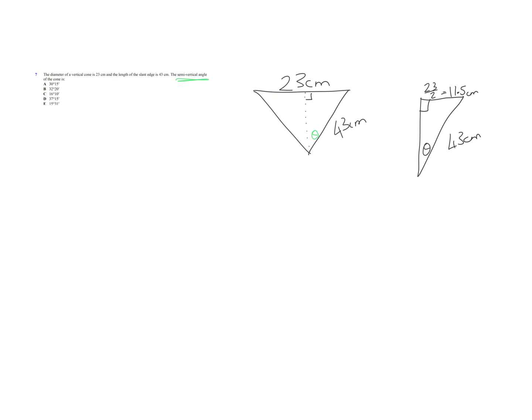So next step, I'll label the hypotenuse, opposite the angle I'm looking for, and next to the angle I'm looking for, adjacent. Then I write down SOH, CAH, TOA. Then I will tick the two sides I have, which is opposite as well as hypotenuse. That means I'm going to use sine. Thus I write sine theta equals opposite, which is 11.5, over hypotenuse 43.